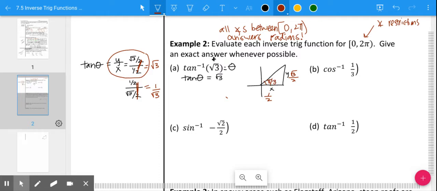So pi over 3 is one answer, but tangent is also positive over here in quadrant 3. So tangent also has an answer that comes to quadrant 3. The other answer is pi plus that reference angle pi over 3. And pi plus pi over 3 would give me 4 pi over 3. And those are going to be my two solutions.